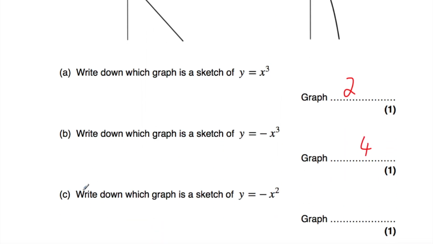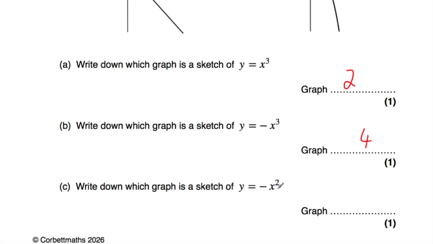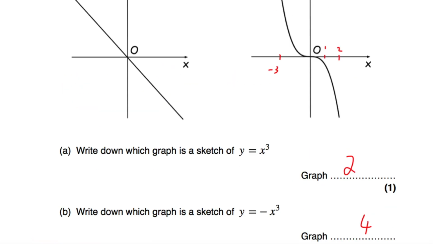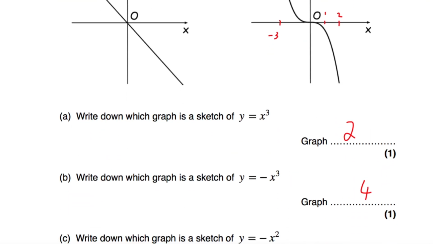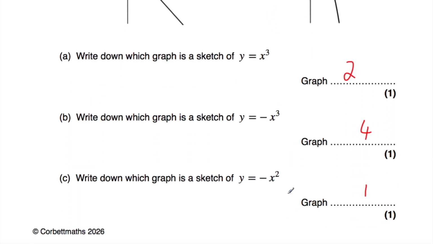Okay, and then finally part C. Part C says which graph is a sketch of y equals minus x squared. So it's an x squared graph, so it's going to be either a U or n-shaped parabola. Because it's got a minus sign, it's going to be an n-shaped parabola, so we're looking for that n-shaped parabola, which is graph 1. So it's going to be graph 1, and that's it. Okay, let's look at our next question.